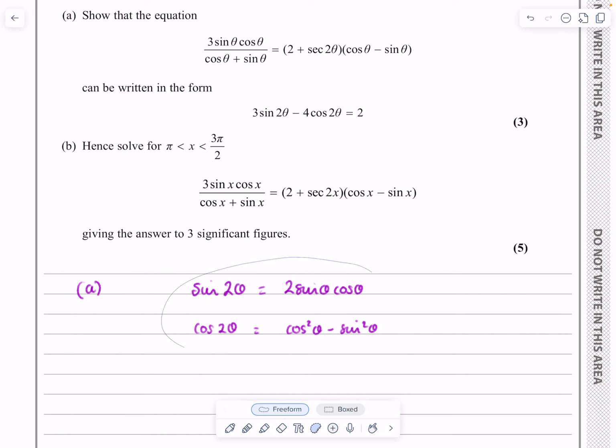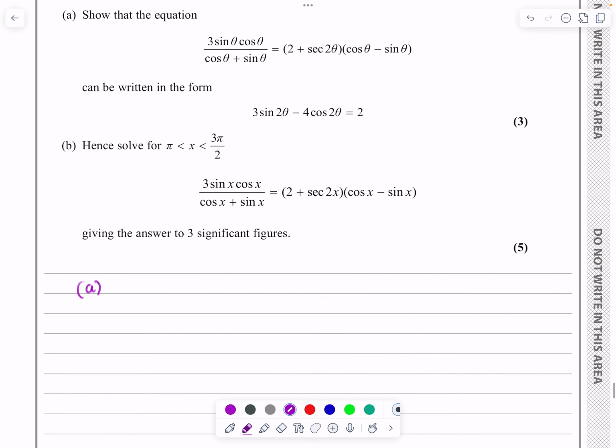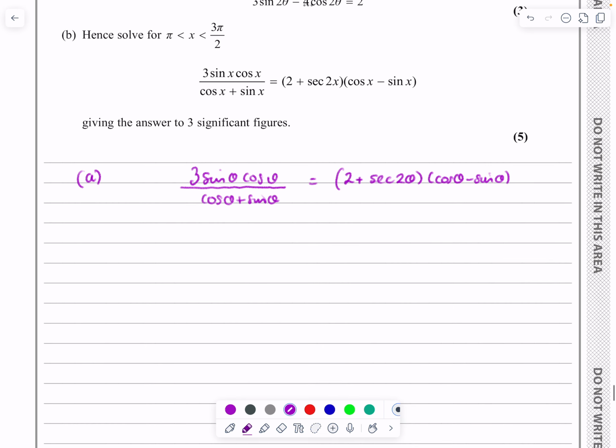So I'm going to get rid of this bit here. It's not part of my answer necessarily. And I'm going to say, let's write down the start off point, which was 3 sine theta cos theta, all divided by cos theta plus sine theta is equal to 2 plus sec 2 theta. I've not really looked at that part of it yet, but we'll get there when we come to it. So here, my first step is going to be just to multiply up.